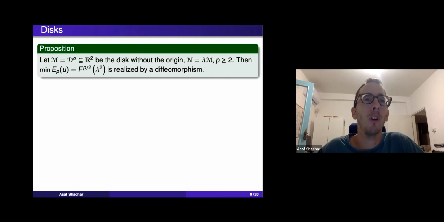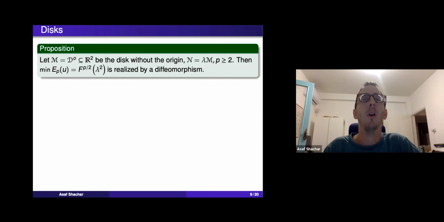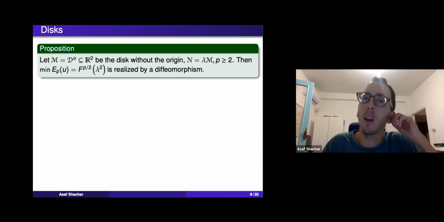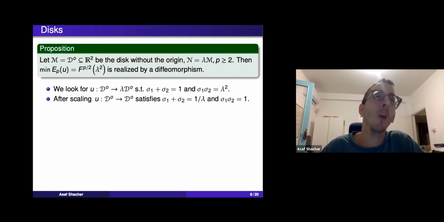So here's the proposition. Take the disk, let's say without the origin. The point of removing the origin is that for a moment I want to focus on smooth diffeomorphisms, and there is some singularity at the origin that we'll see later. So if you have the disk without the origin, this is the source manifold M, just the Euclidean disk, and N is a shrunken copy of the disk. Then I claim that the minimum of the energy is realized by a smooth diffeomorphism.